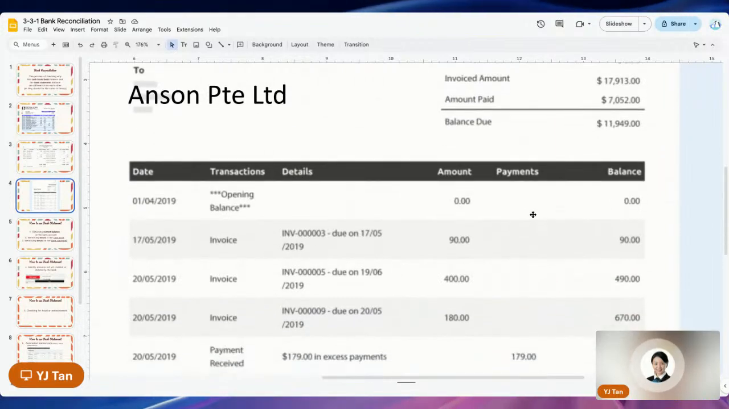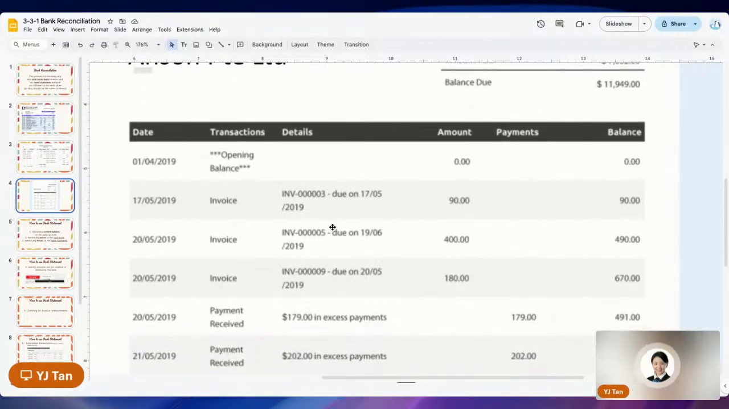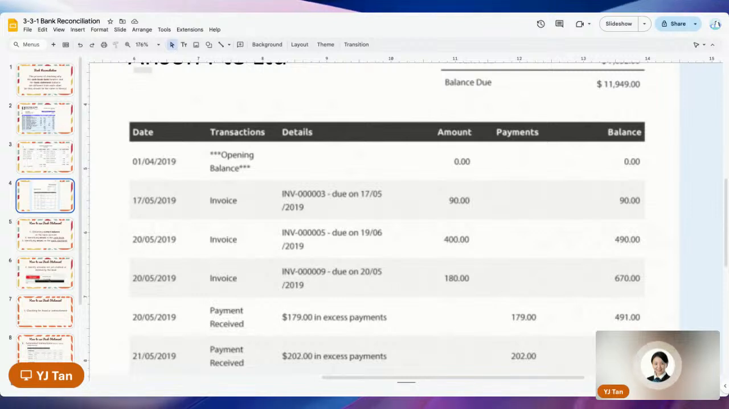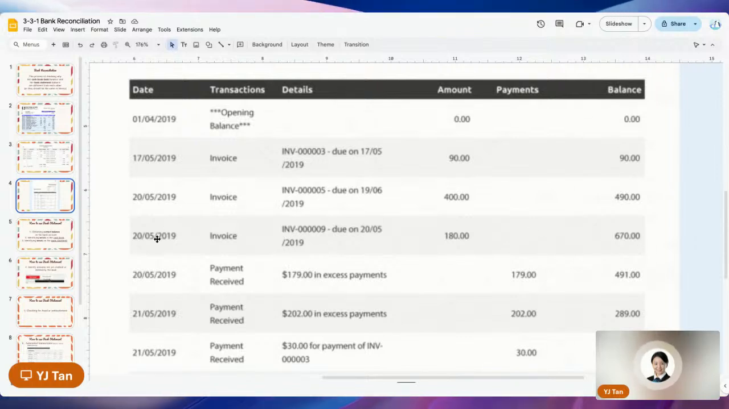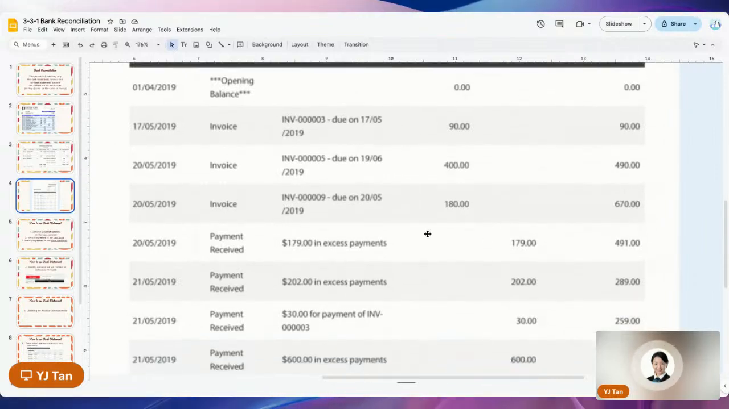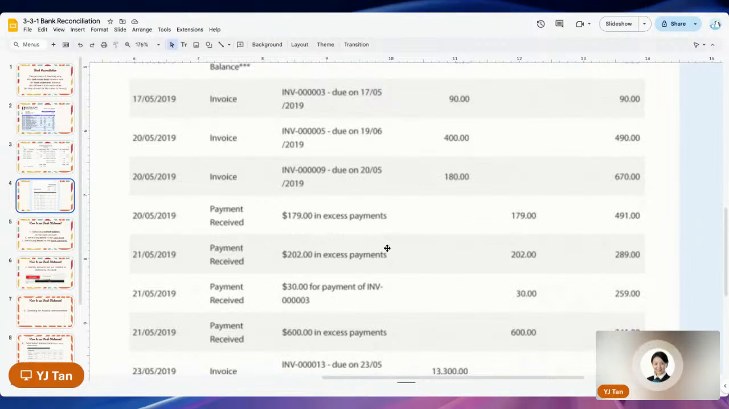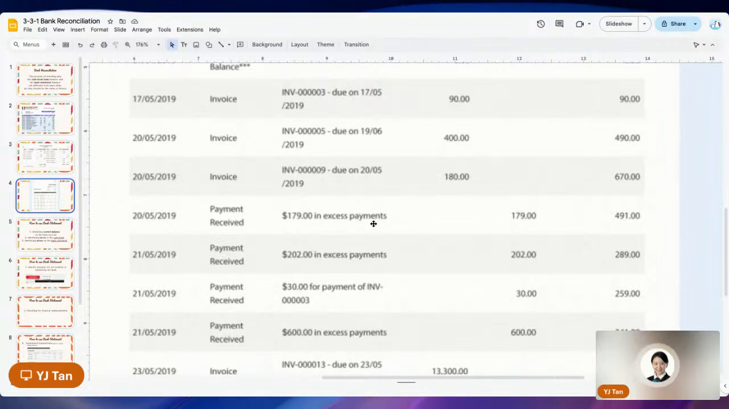Okay, so you can see here, in the beginning it is 0, and then on 17th of May, 20th of May, there are a total of 3 invoices issued from ZECO to Anson. All right, and then there is a last column, it shows the total. So at this point in time, 20th of May, what I had not yet paid to ZECO is 670. And this Anson Private Limited decided on the same day to pay a certain amount, which is 179, to ZECO.